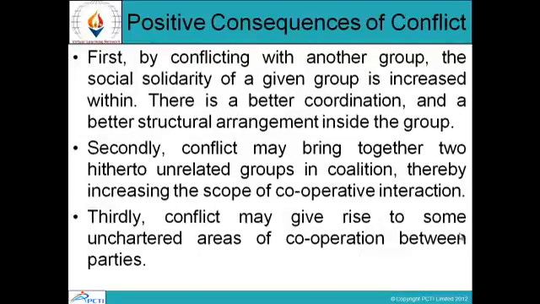Positive consequences of conflict. First, by conflicting with another group, the social solidarity of a given group is increased within. There is a better coordination and a better structural arrangement inside the group. Secondly, conflict may bring together two hitherto unrelated groups in coalition, thereby increasing the scope of cooperative interaction. Thirdly, conflict may give rise to some uncharted areas of cooperation between parties. So conflict leads to cooperation and coalition within the party to fight against the group which is opposing them.